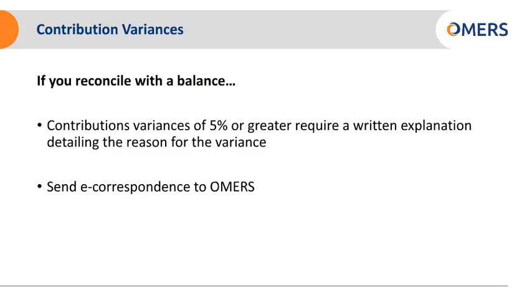If you will be reconciling with a credit or invoice balance, where the difference between what was remitted and what was reported is 5% or greater, you must provide us with a written explanation detailing the reason for the variance. Please send an e-correspondence to OMERS with the explanation, and you can continue on with the reconciliation review.